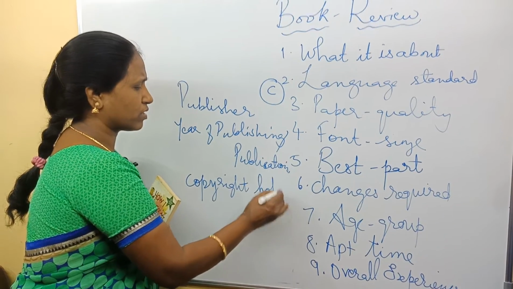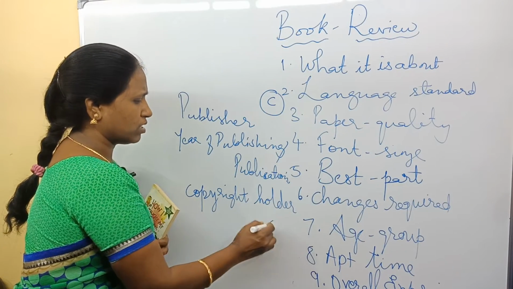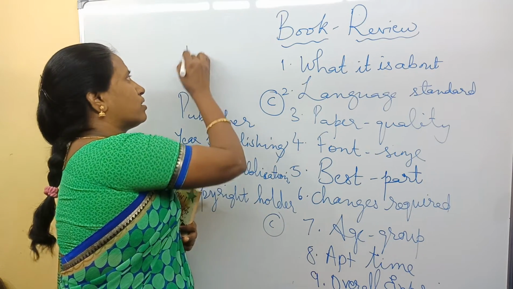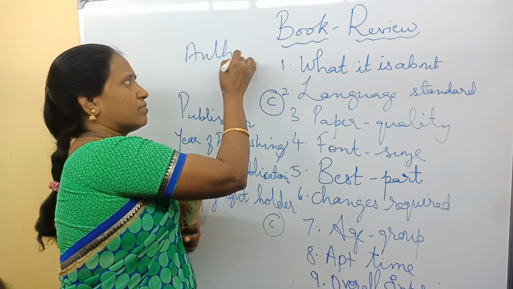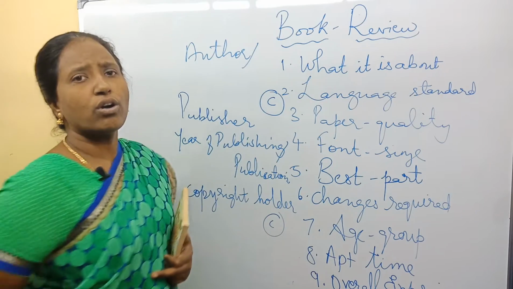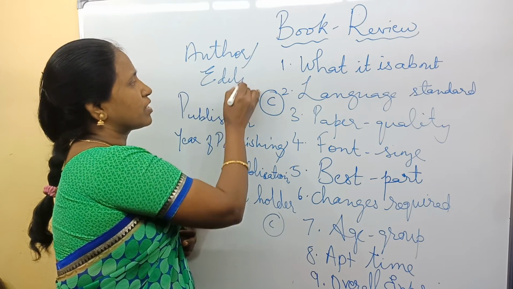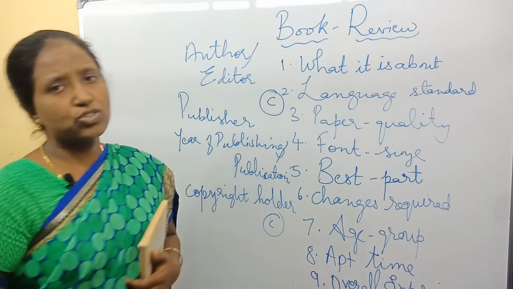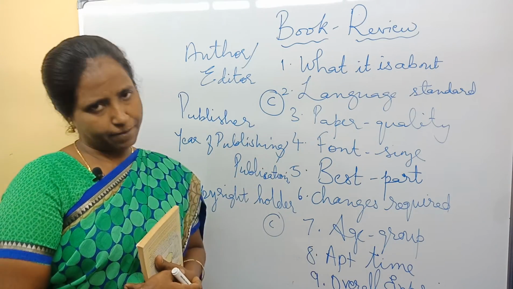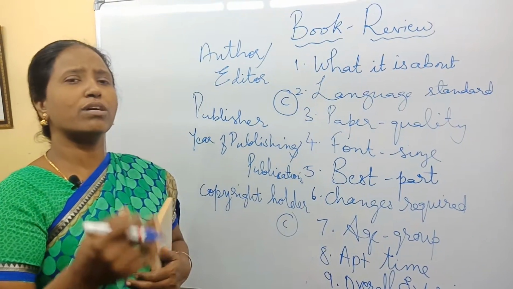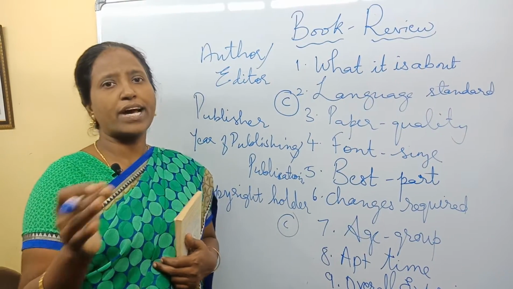Just go for the symbol, as I told you, the C inside a circle. And in magazines and all, the author is not mentioned. You have the editor. If three or four editors are there, you pick up the chief editor and write. So I have a written format of how the book review was made to write in the previous years in our school.